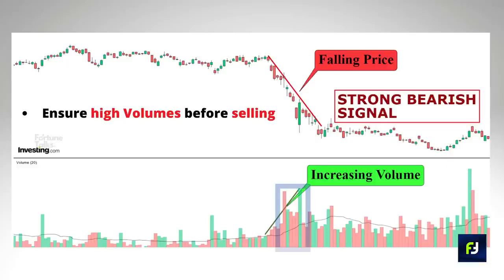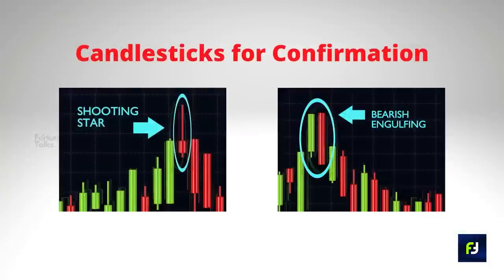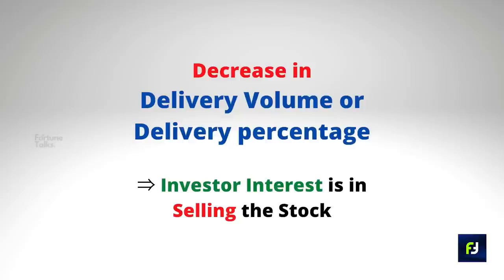we should look for selling opportunities in the stock. Now, whenever you decide to sell, ensure that the volumes are good. This also means that you should be selling with the smart money. And also use bearish candlestick patterns for your trade entry and confirmation. If you are a swing trader or an investor, it is a good practice to look at the delivery volume or delivery percentage, which in this case would be decreasing since the investors are selling their shares. Now, an increase in the volume does not necessarily mean an increase in delivery volumes.